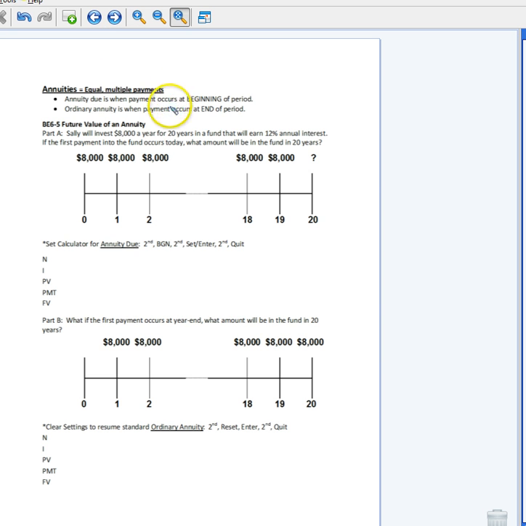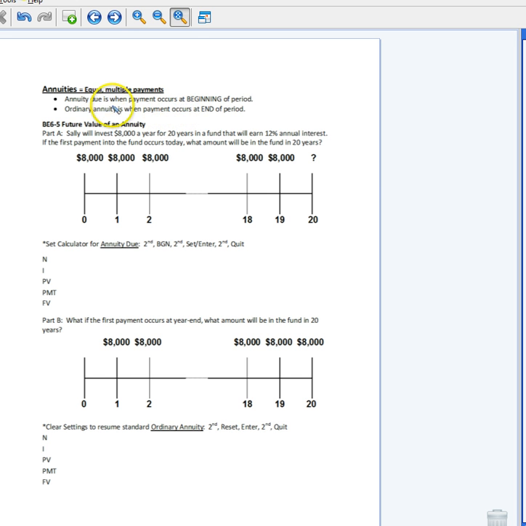Okay, now let's go to annuities. Annuity merely means it's equal multiple payments. If you have a car loan, that's an annuity. If you have a mortgage house payment, that's an annuity. When it's equal amounts, period after period after period.